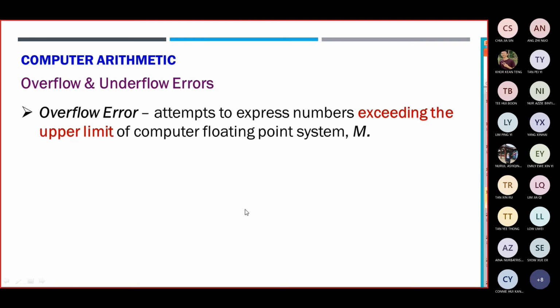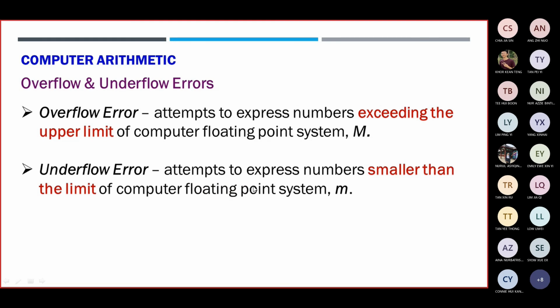Now, what happens with underflow? An underflow error means an attempt to express numbers smaller than the limit. So when you consider the lower limit, it is the same thing. When you look into your calculation, the result is a number lower than the limit already set in the computer. So it is the same thing, the number will be reset to 0. This we call an underflow error.